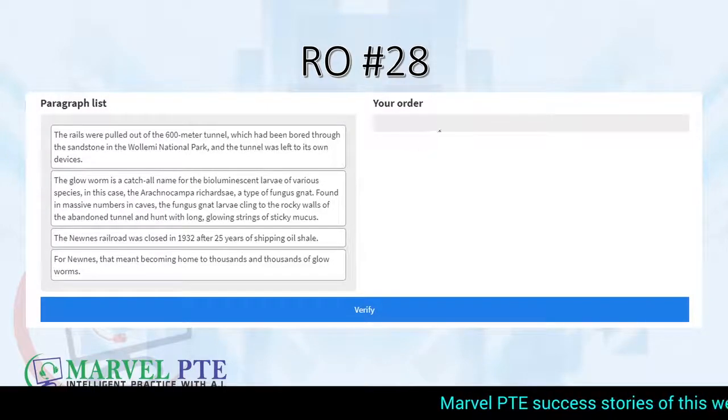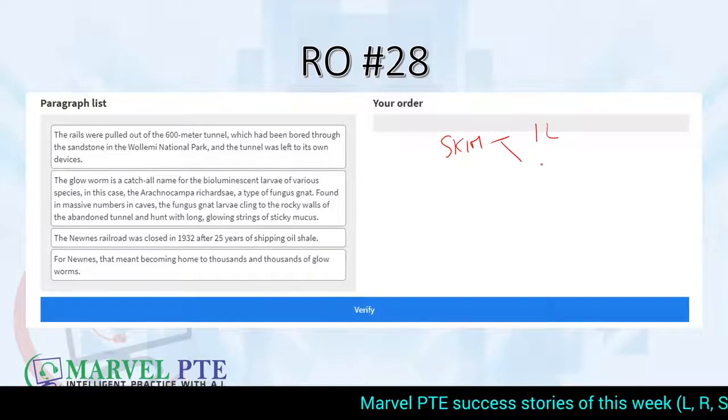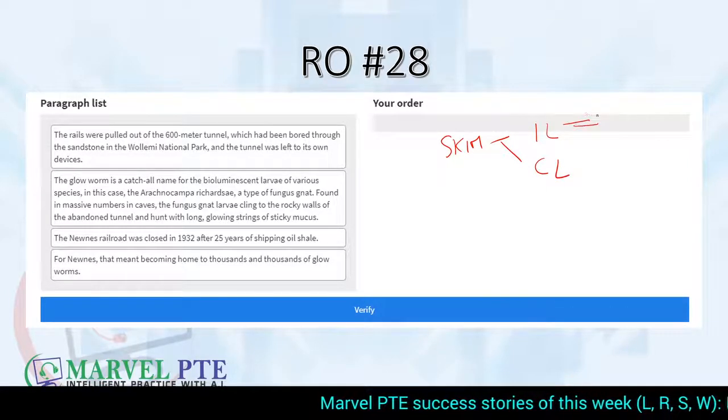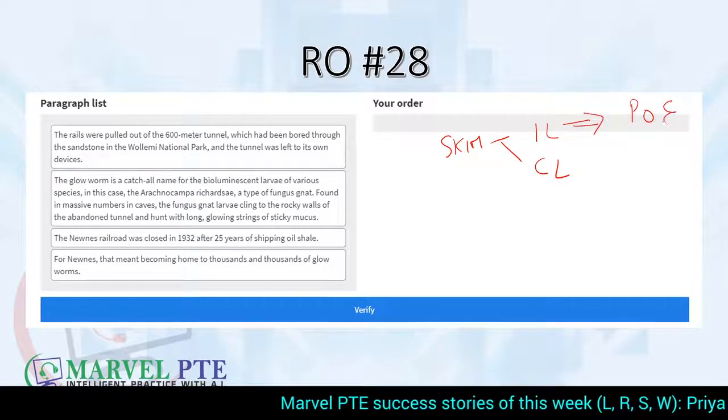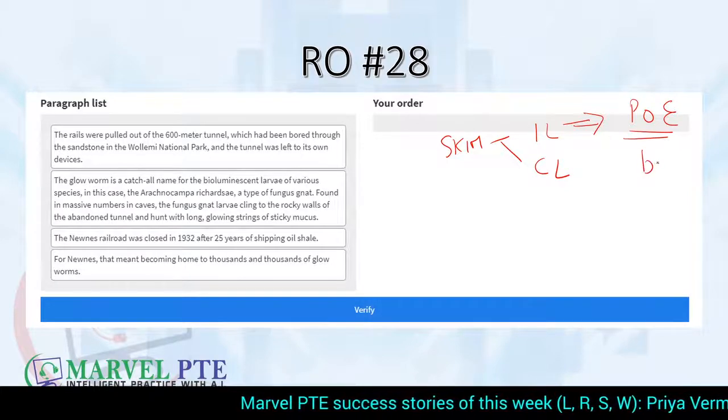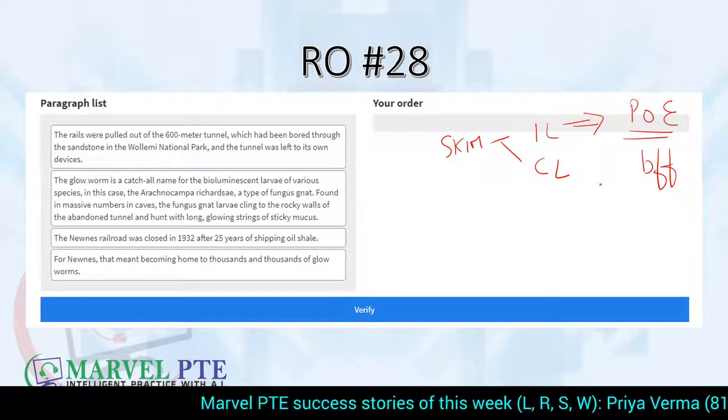Okay, so you know that now we have to skim the content to find the independent line as well as the concluding line. And the independent line, we find it using the process of elimination, which I call our best friend forever.